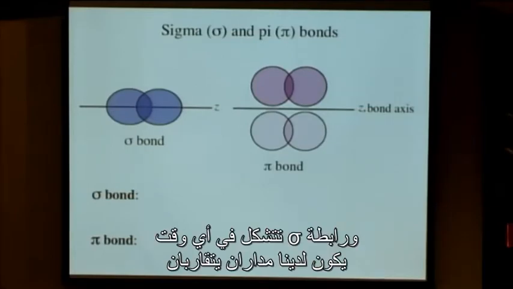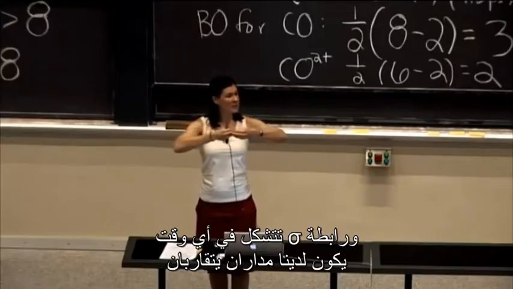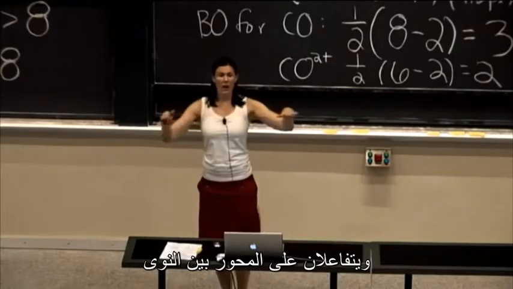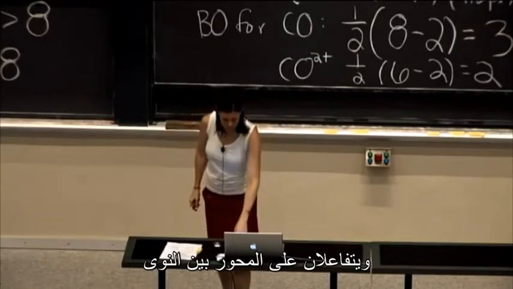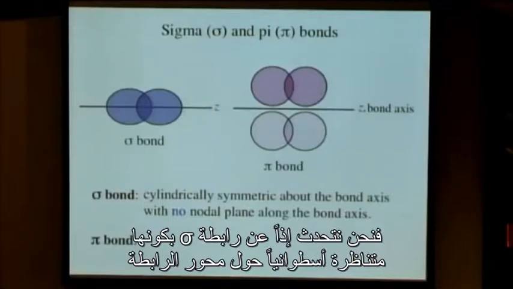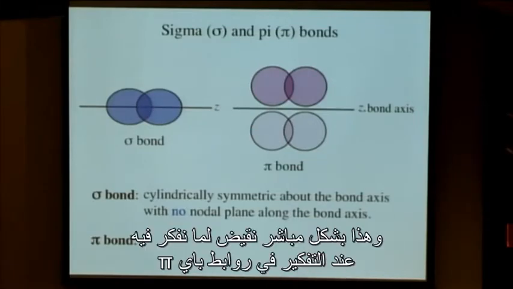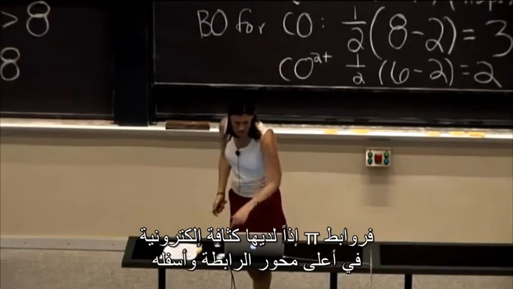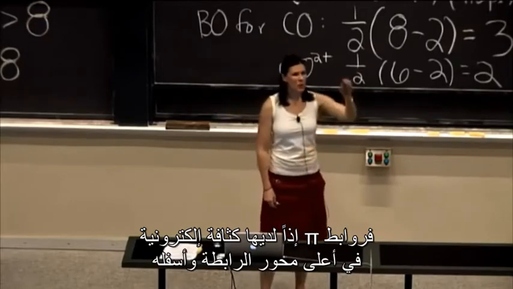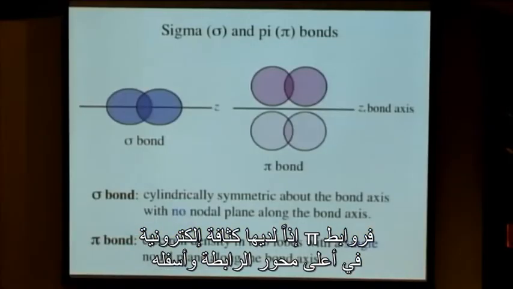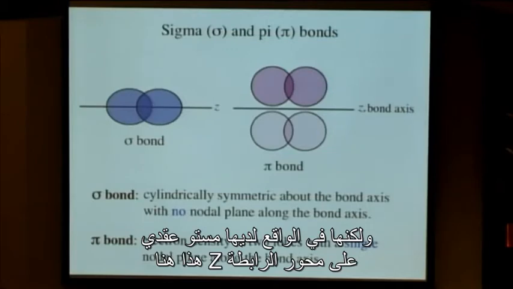And a sigma bond forms anytime you have two orbitals coming together and interacting on that internuclear axis. So we talk about a sigma bond as being cylindrically symmetric about the bond axis, and it's important to point out that it has no nodal plane across this bond axis. This is in direct contrast to when we're thinking about pi bonds. So pi bonds have electron density both above and below the bond axis, but they actually have a nodal plane at this Z, this bond axis here.